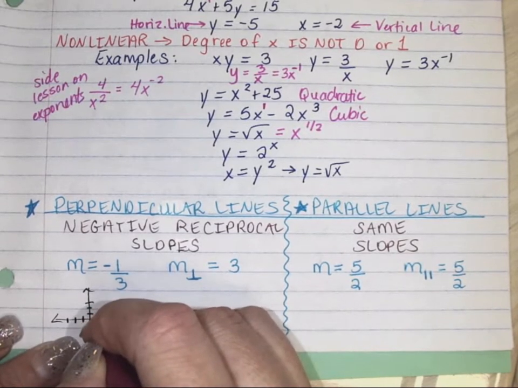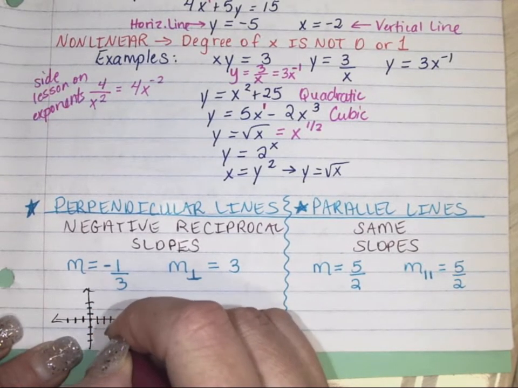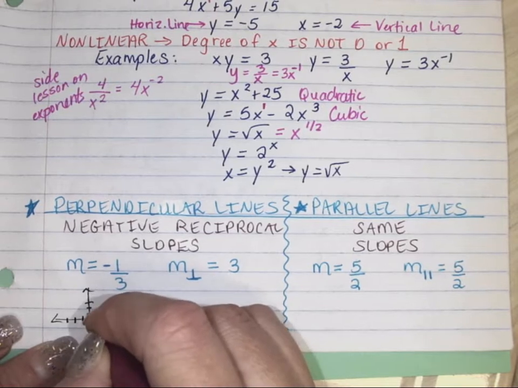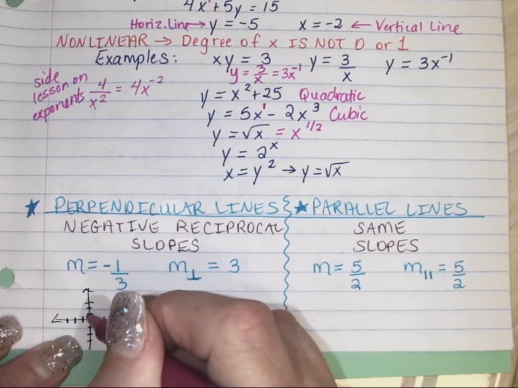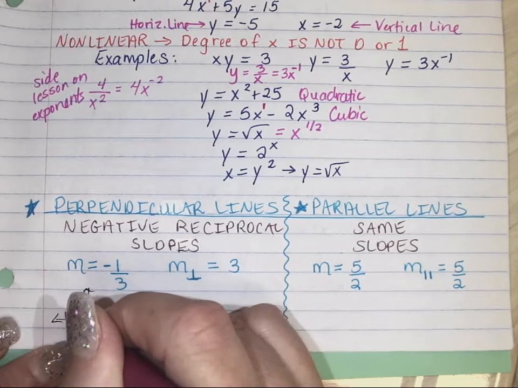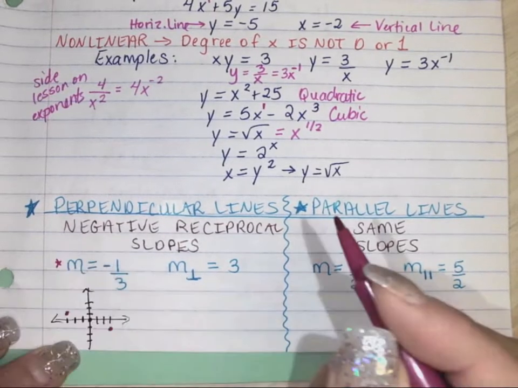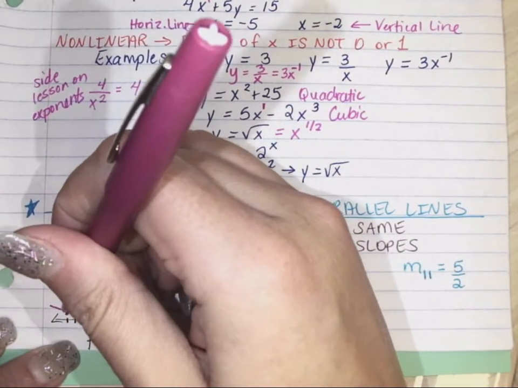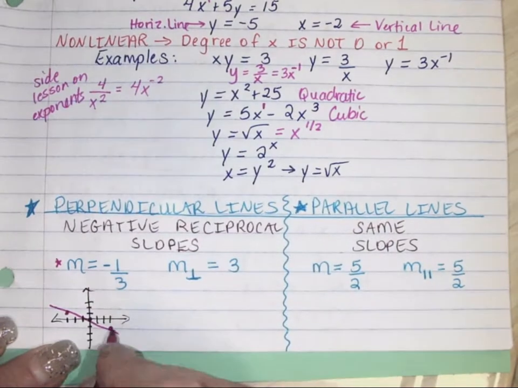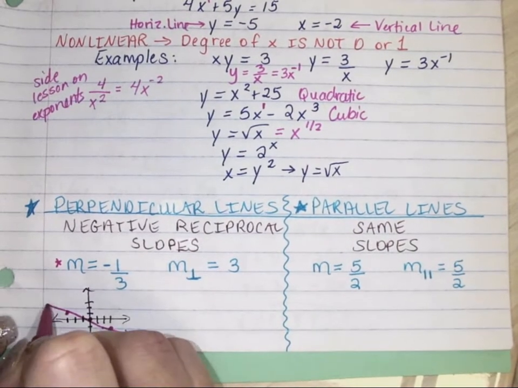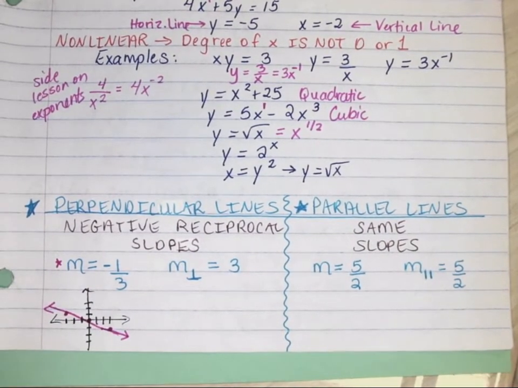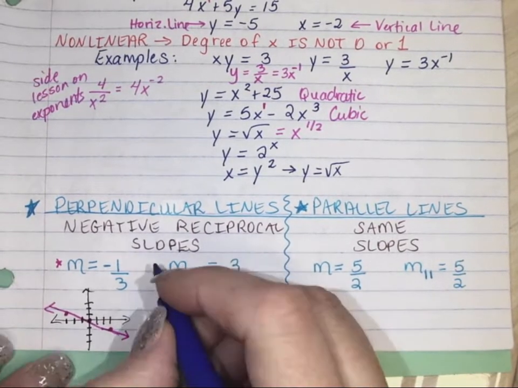So it's going to go down 1, to the right 1, 2, 3. And then you can reverse that and go up 1, and to the left 1, 2, 3. So that's what this line would look like. It should intersect, which I've done a rough sketch, at 90-degree angles.